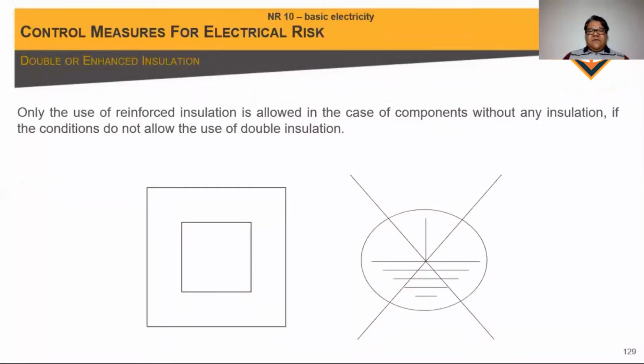Right here, we can see the symbol of double isolation, two squares. Never accept this kind of symbology as the symbol for this kind of protection, of course. Only the use of reinforced isolation is allowed in the case of components without any isolation, if the conditions do not allow the use of double isolation.